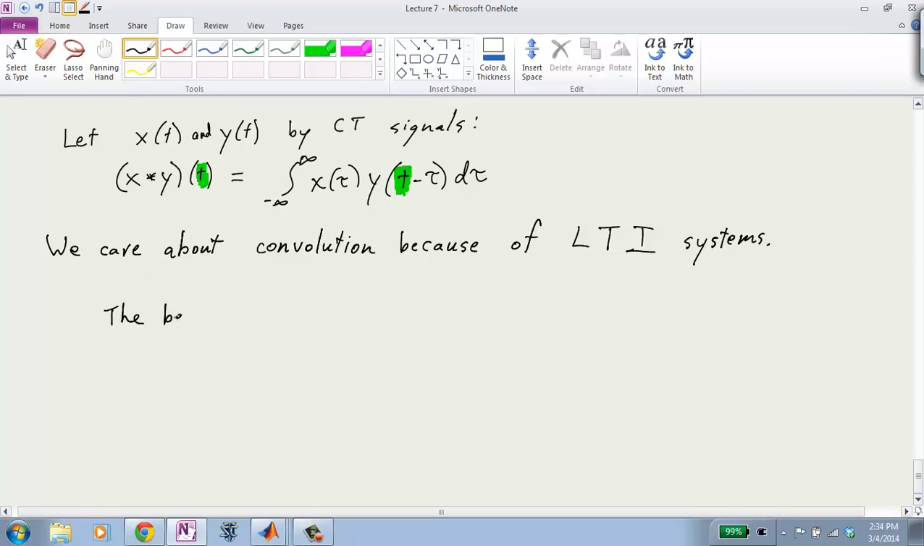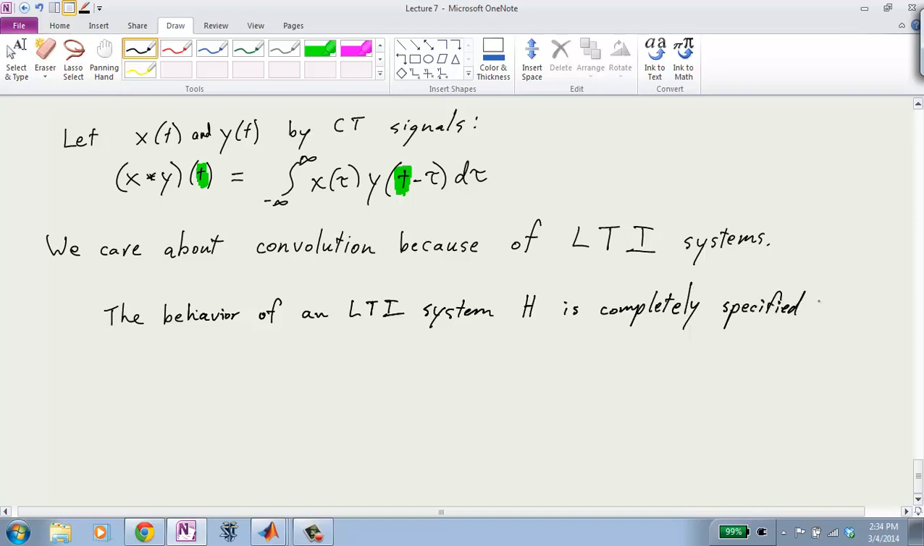So we know that the behavior of an LTI system, which we'll call H, is completely specified by the impulse response. So we'll call that h of t. Let's say it's a continuous time system. If it's LTI, then its behavior is completely defined by h of t, so that we can calculate what the result of this system is on an input signal. I'll use the square brackets here. X of t, we know that it's just going to be the convolution of x and h of t.